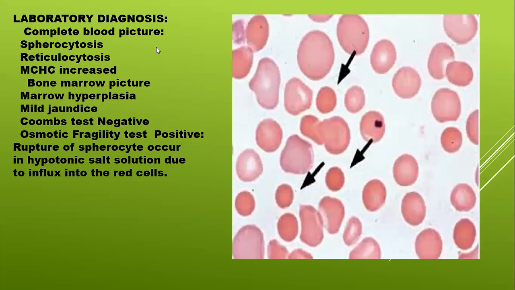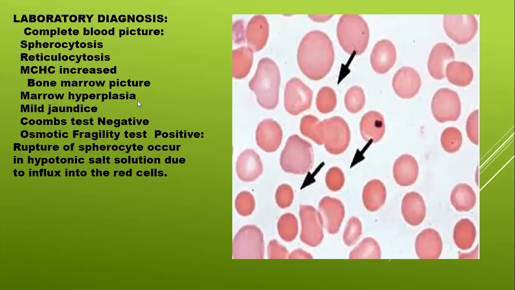Laboratory diagnosis: complete blood picture. There are spherocytes. Red cells are spherical or spheroids. These are small and lack the central pillar. So these are spherocytosis. There is reticulocytosis. MCHC is increased.